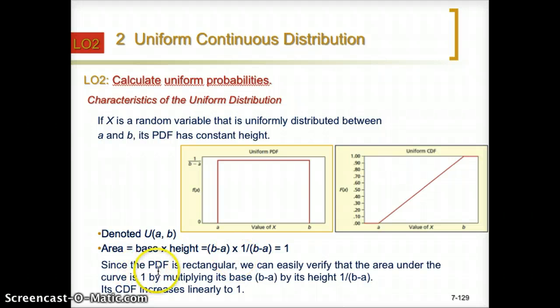Since the probability density function is a rectangle, we can easily verify that the area under the curve is totally 1 if we sum all of them together. It's a base times a height.